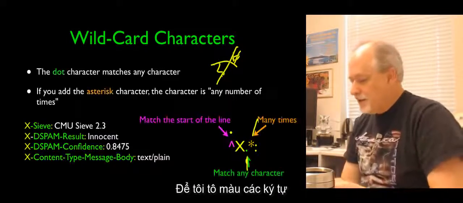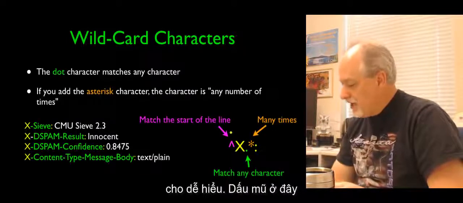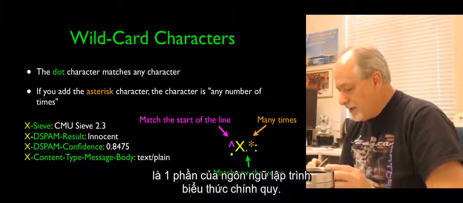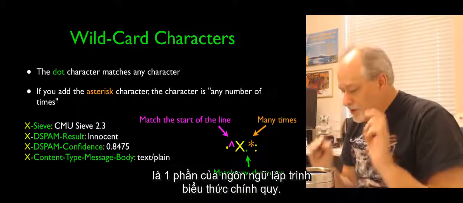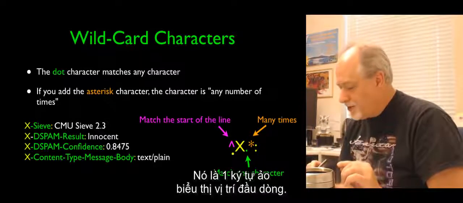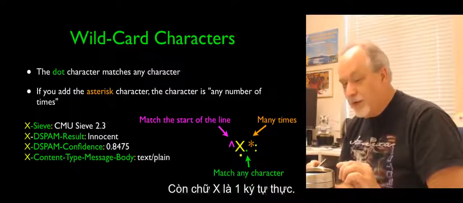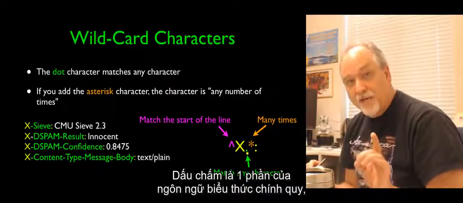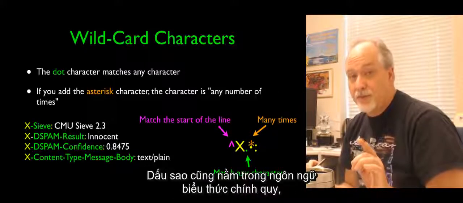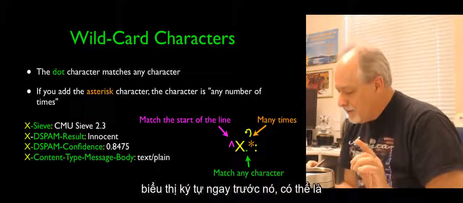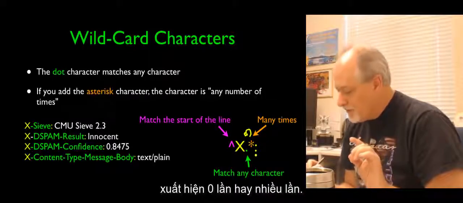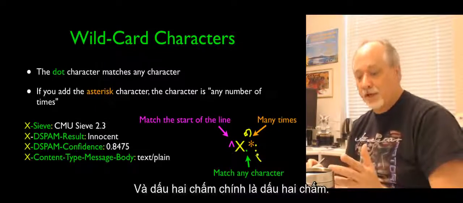So if I look at this and color code it to make a little more sense, the caret is part of the regular expression programming language. It says I'm a virtual character matching the beginning of line. The x is a real character. The dot is part of the regular expression programming language, any character. Star is part of the regular expression programming that says the immediate previous character many times, 0 or more times. And then colon matches the colon.